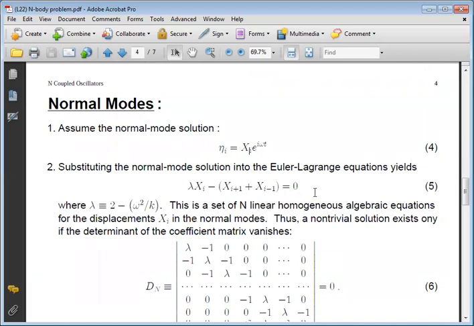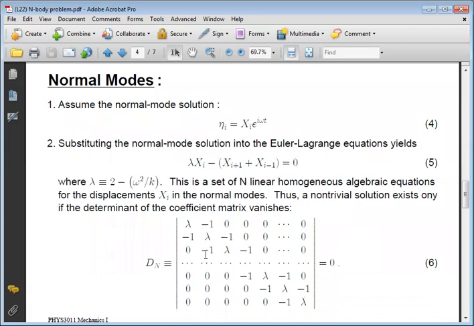the set of coupled second-order differential equations will be reduced to a set of homogeneous algebraic equations, as shown in equation 5. Here, I have introduced a lambda parameter to simplify the notation. Lambda is equal to 2 minus omega squared m divided by k. Now, in order to have a non-trivial solution, we have to require the determinant of the coefficient matrix, as shown here, equal to 0.